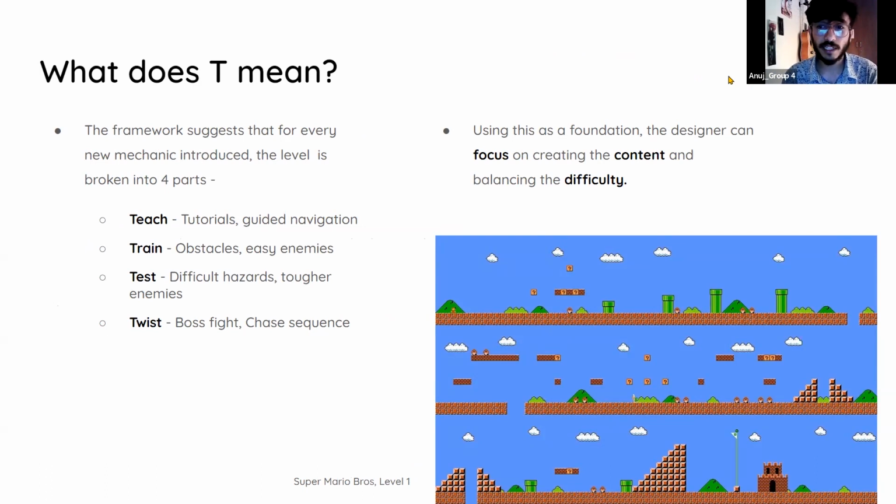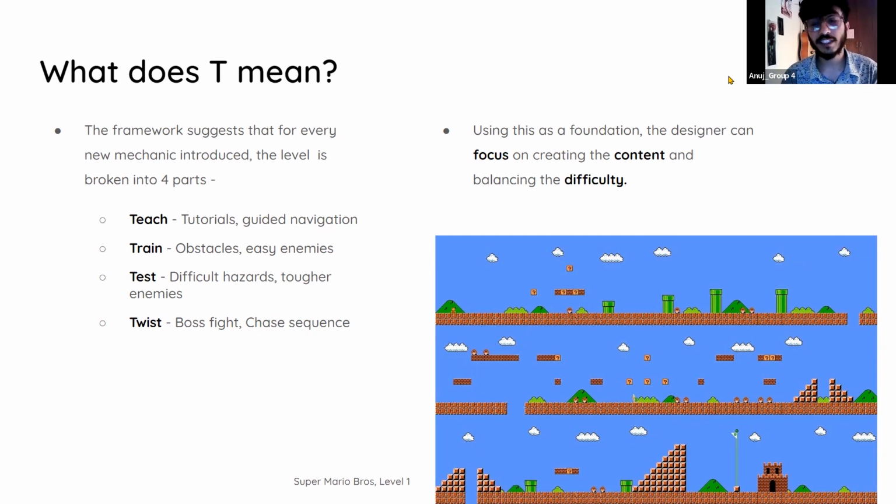Basically, the 4 parts that a level can be broken down into are teach, train, test, and twist, right? So the way the level works is basically you teach through tutorial, easy navigation, no challenges whatsoever. Then you train. You taught the player how to use the mechanic. Now you train it, where you give them a few easy obstacles and easy enemies, so they don't feel challenged that much, but they still are understanding the mechanic.